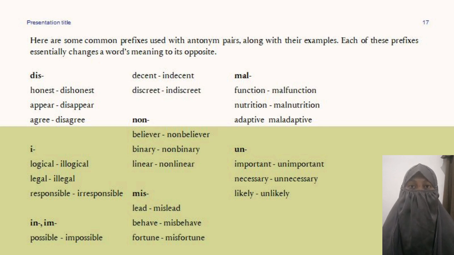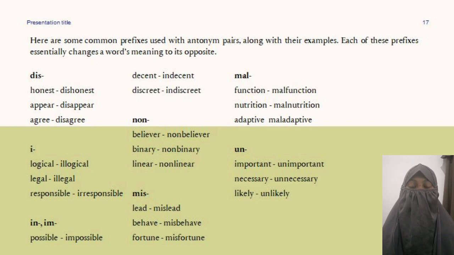The next prefixes are in and im. The word possible to impossible, decent to indecent, and discreet to indiscreet. Next, non. The word believer to non-believer, binary to non-binary, and linear to non-linear. Next is mis. The word lead to mislead, behave to misbehave, and fortune to misfortune.